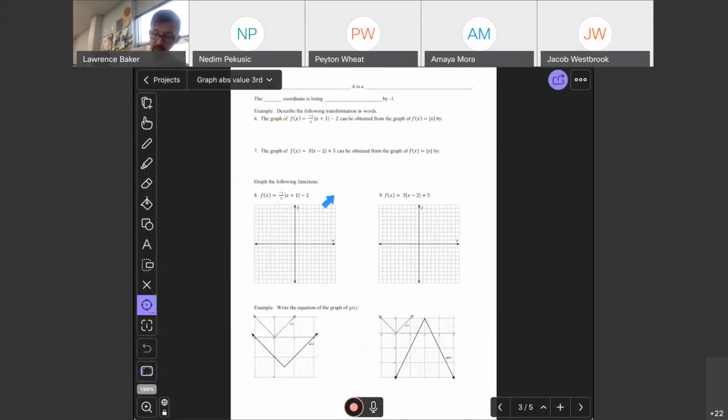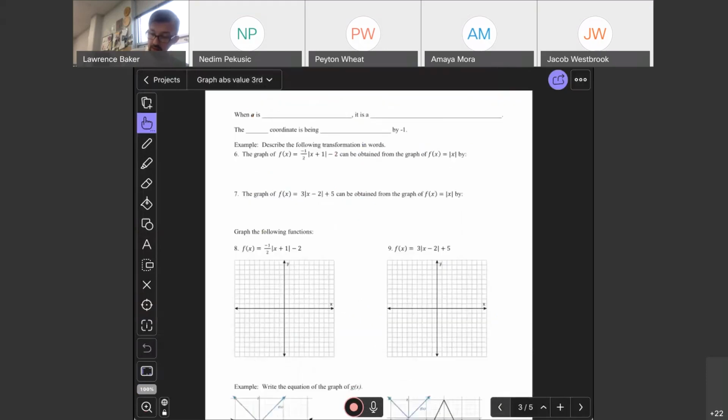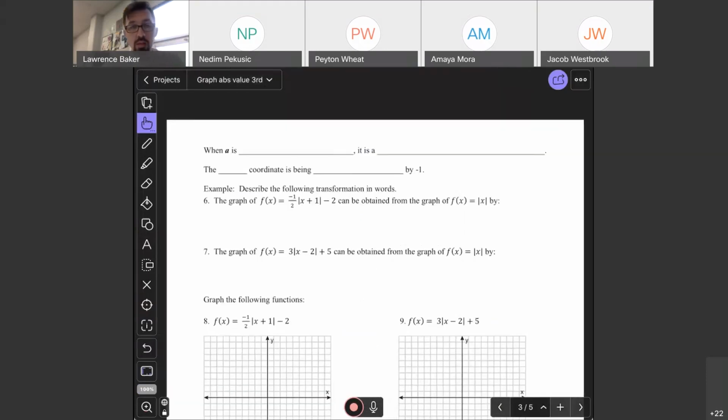The last thing here on the next page. We're going to fill out this last page and check and see if you guys have any questions. Okay.